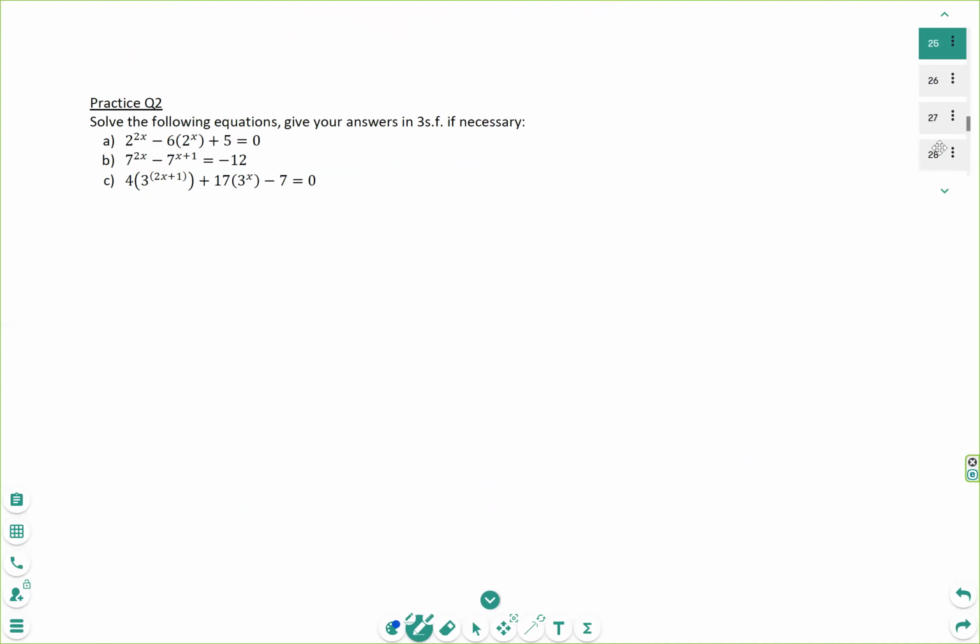Right. Now we've gone through how to solve quadratic equations involving logarithms. So your turn. Pause the video, have a go at the question. When you're ready for the answer, you can press play.